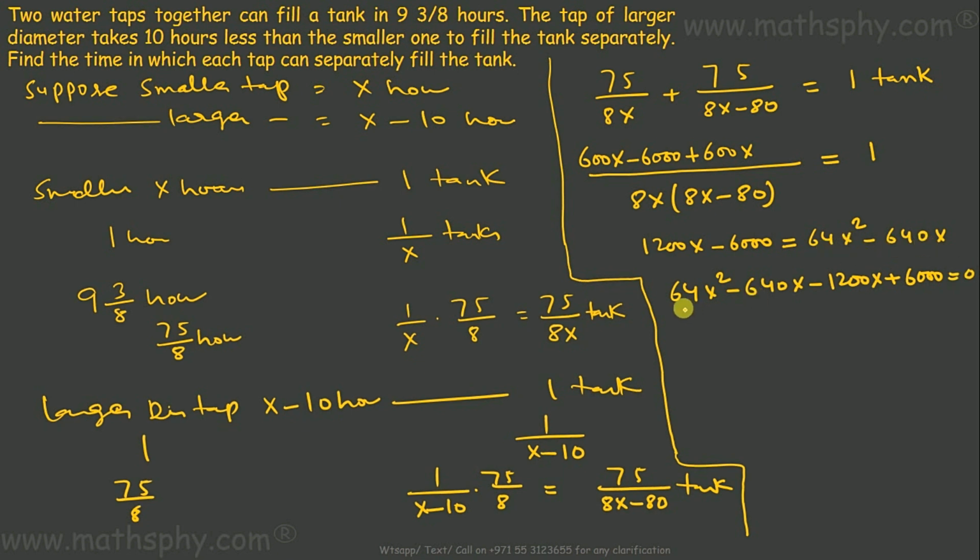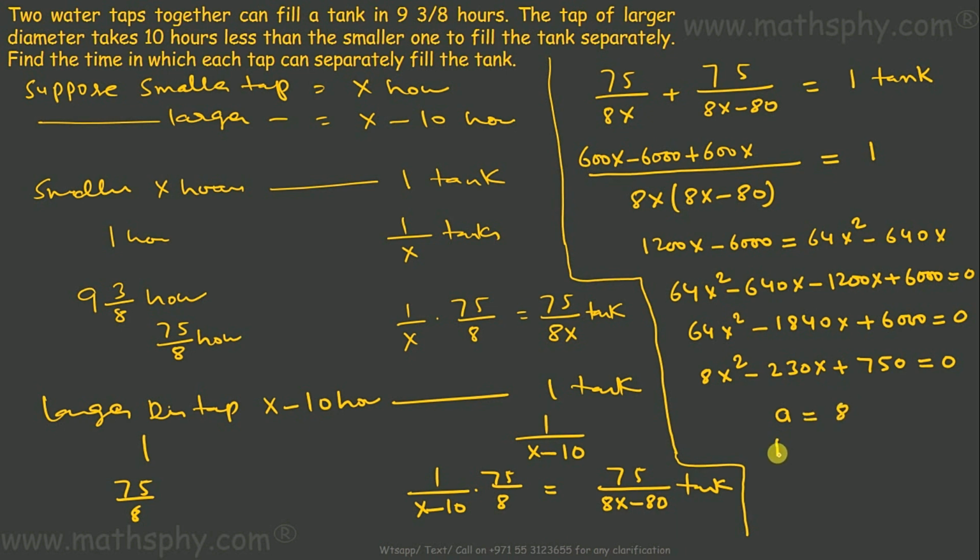64x squared minus 640x is this. This goes other side, this becomes minus, this becomes plus. Okay. So this will be 64x squared minus 1840x plus 6000 equals to 0. Common here. So this will be 8x squared minus 230x plus 750 equals to 0. A is 8, B is negative 230, and C is 750.